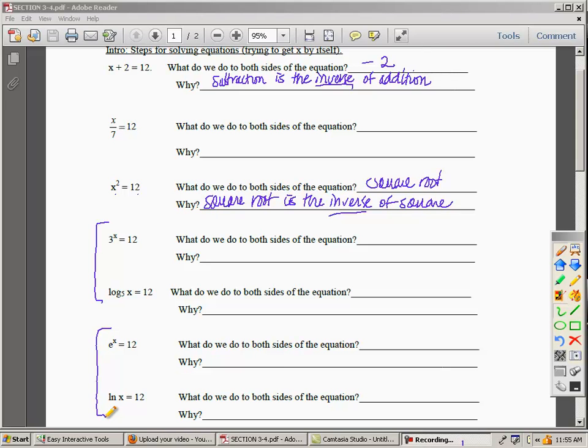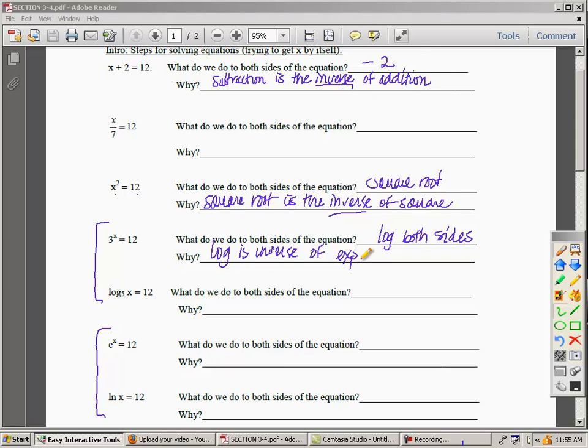3 to the x is 12. Well, this is an exponential, and so what we're going to do is we're going to log both sides, because a log is the inverse of an exponential. I'm going to kind of shorthand this a little bit. Okay, so the log is the inverse of an exponential.